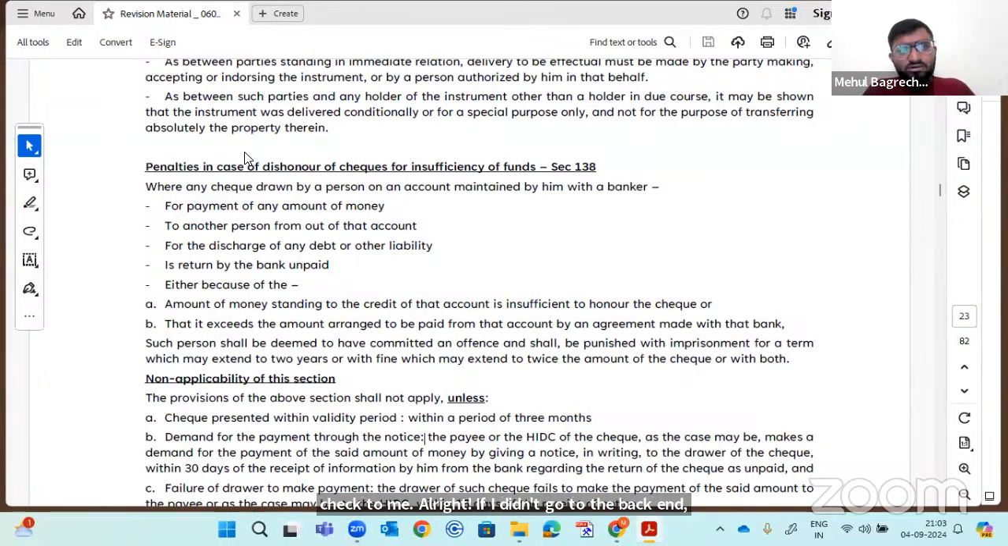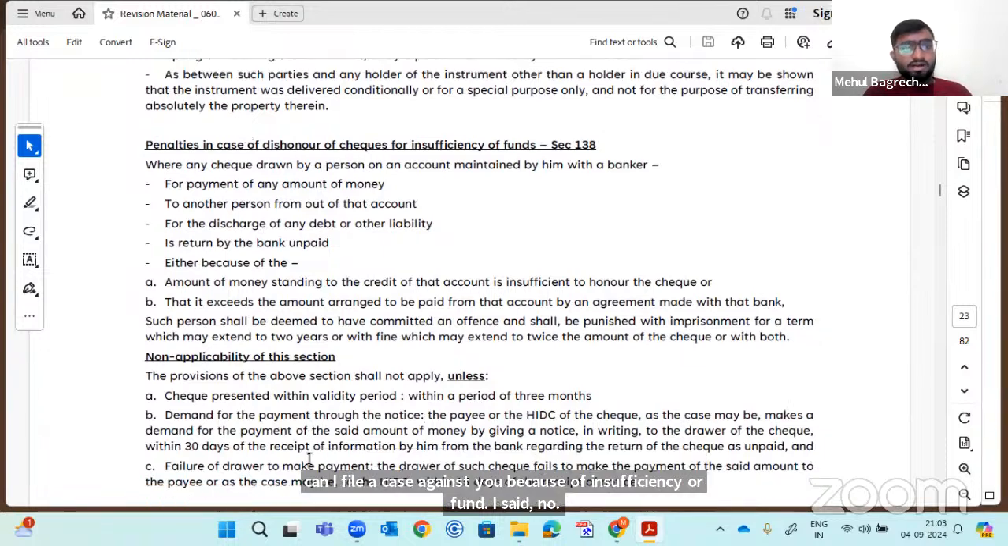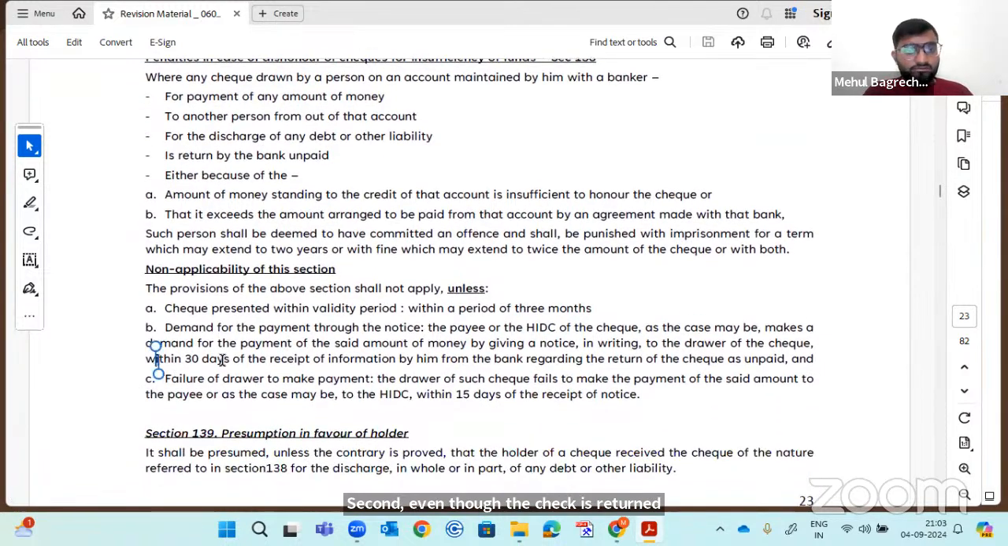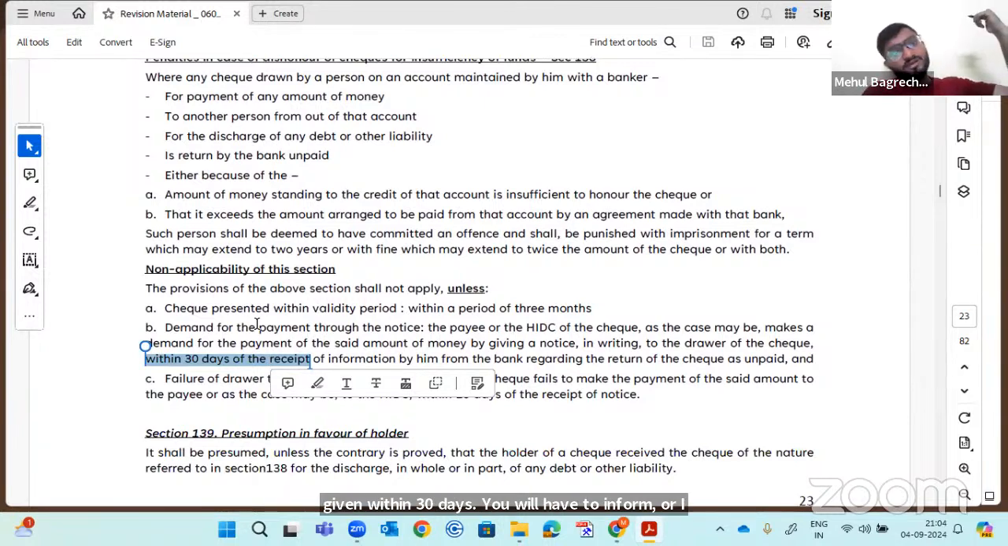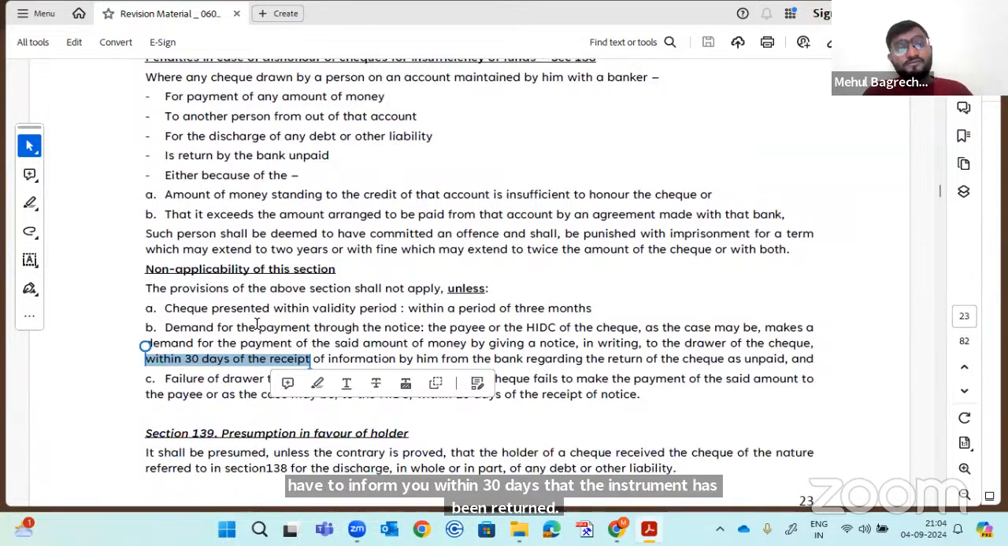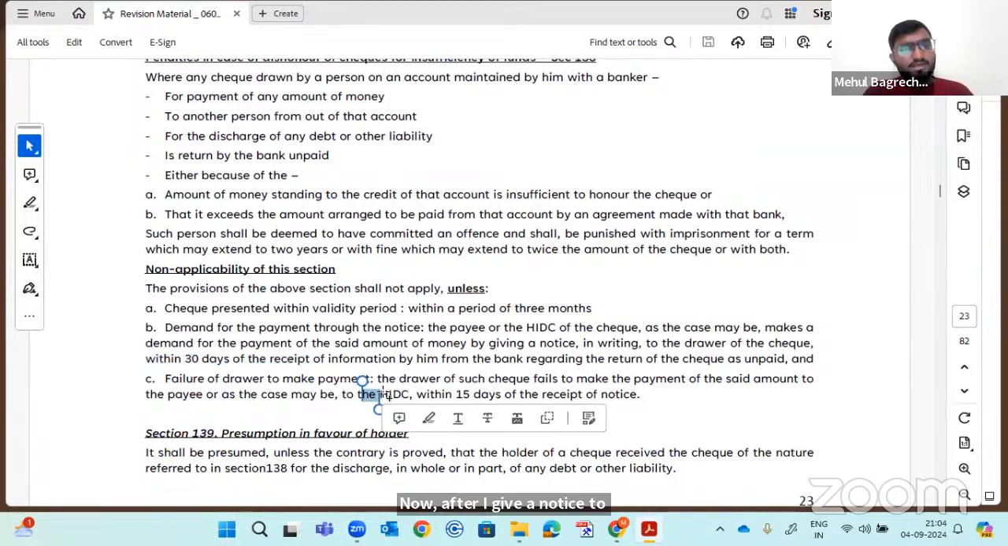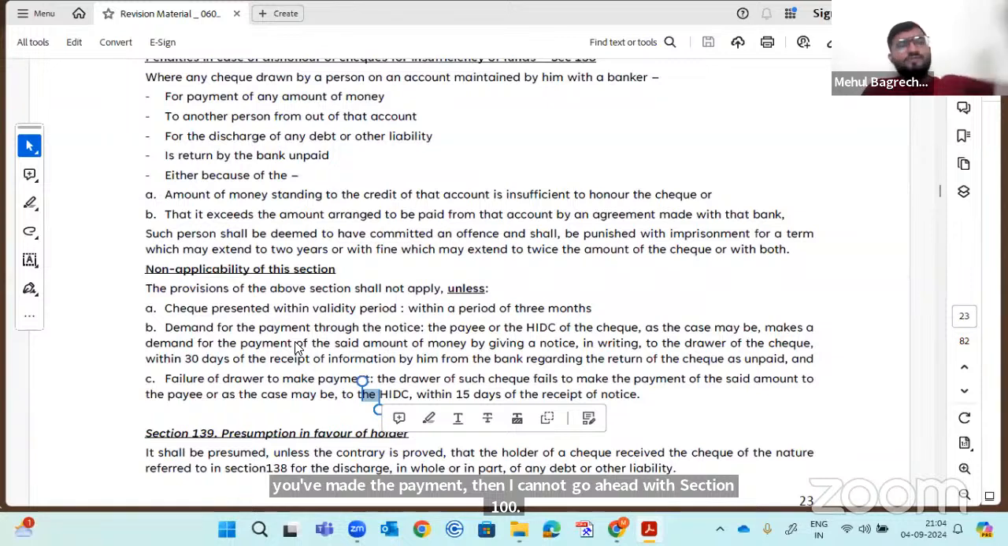Answer is no. Second, even though the check is returned, there is a demand for the payment, and notice has to be given within 30 days. I have to inform you within 30 days that the instrument has been returned. Now, after I give a notice to you, within 15 days, if you made the payment, then I cannot go ahead with Section 138. No, if you have not made the payment to me within 15 days, then I will go ahead and file a case.